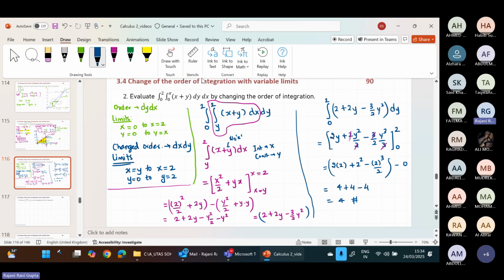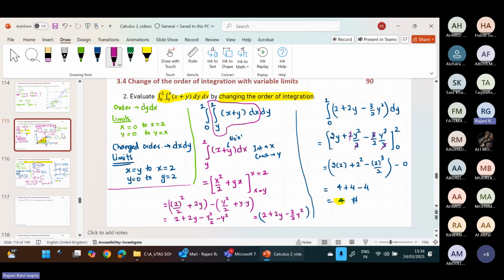Without changing the order of integration, if you try to answer this question, you will still get the same answer. But when the question mentions that by changing the order of integration, it is a must that you change the order of integration. So remember the steps. Let's recall the steps. What you have to do?